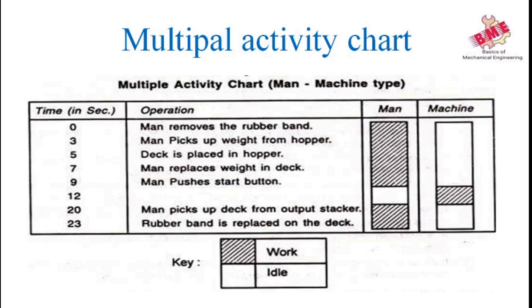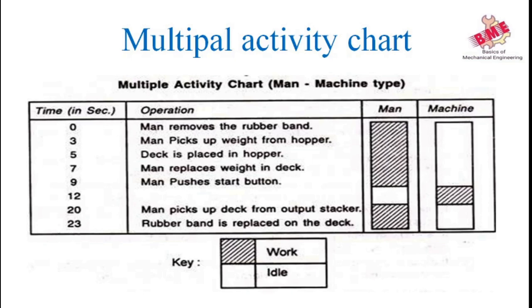For example, when the worker operates the CNC machine, he has to place the raw material as a shaft in a CNC lathe machine. After that, he has to close the door and stay idle while the CNC completes that job. Simultaneous work is shown in the diagram, which is called a multiple activity chart. We can see that when the man is working, the machine is idle, and when the machine is working, the man is idle. This is the simple form of multiple activity chart.